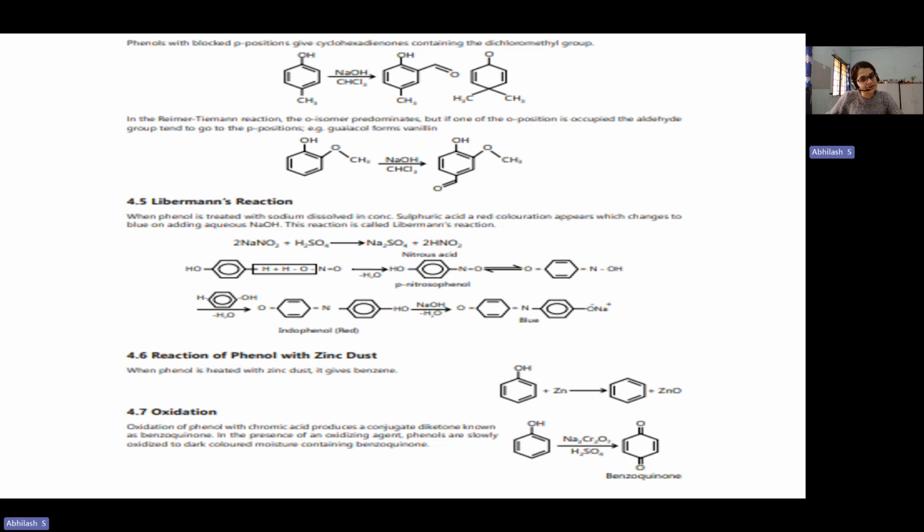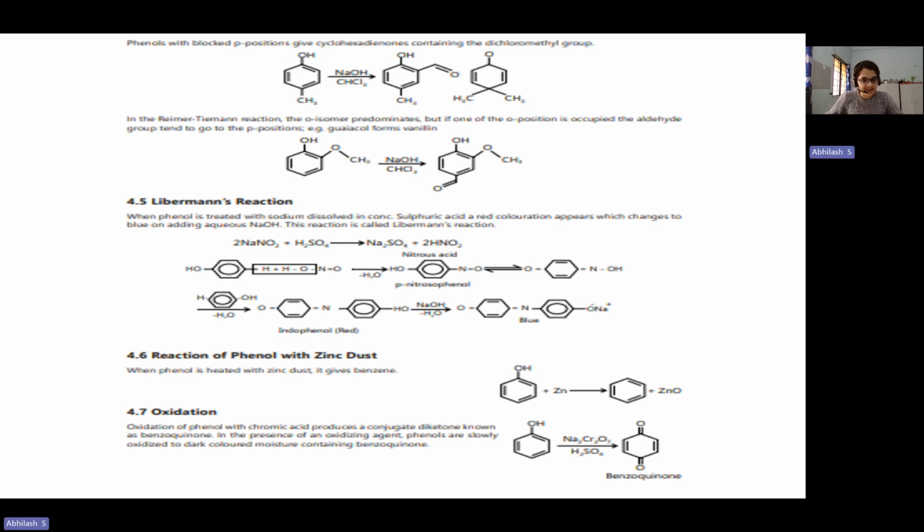And if there is a substitution at the ortho position, what will happen? There is no formation of salicylaldehyde, and when the Reimer-Tiemann reaction takes place on phenol substituted at the ortho position, the aldehyde group in the product is attached at the para position. This is the Reimer-Tiemann reaction you have to see.